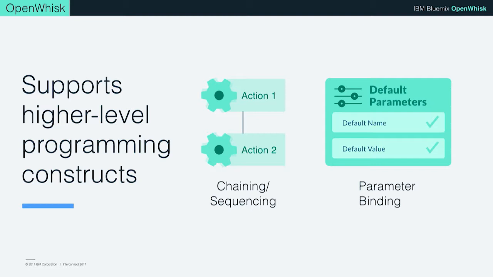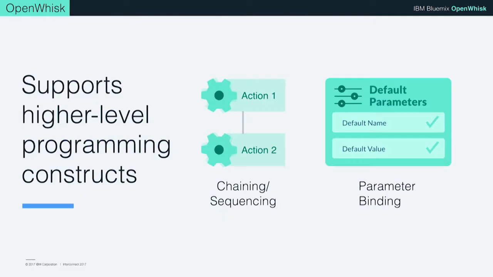We also support something called parameter binding. This is essentially a model that allows you to say, my function takes a certain set of parameters. I want to bind default values to those parameters as part of the configuration of that action and not have to pass it in every time or hard code it within the code of the function itself. So if you had credentials or default values, you can configure those in Whisk as default parameter bindings and simplify the invocation of those actions later on.